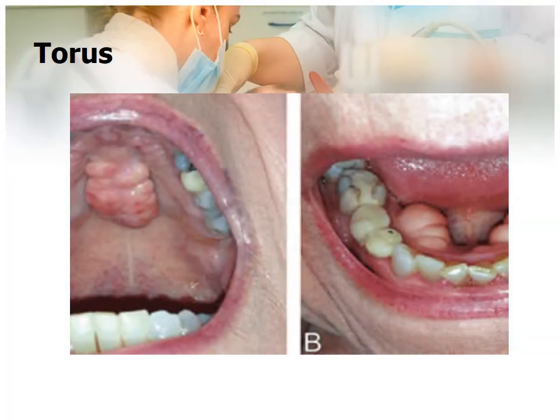Another structure which is going to be demonstrated during examination of the oral cavity is the tori of the maxilla or tori of the mandible. Anyhow, the maxillary tuberosity area is mostly distal to the last molar. The tissue here could be homogeneous pink in color and firm on palpation.